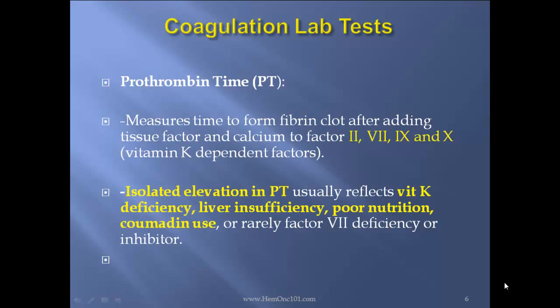Coagulation lab tests. One, prothrombin time. Measures time to form fibrin clot after adding tissue factor and calcium to factors 2, 7, 9, 10, vitamin K dependent factors. Isolated elevation in PT usually reflects either vitamin K deficiency, liver insufficiency, poor nutrition, or Coumadin use, or very rarely factor 7 deficiency or inhibitor.